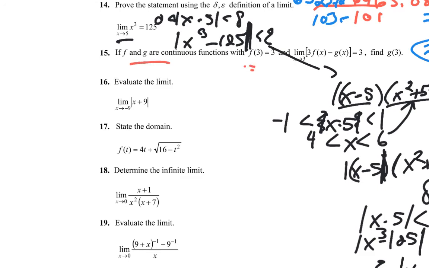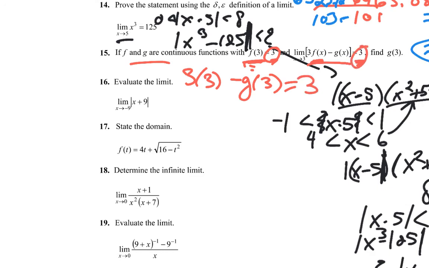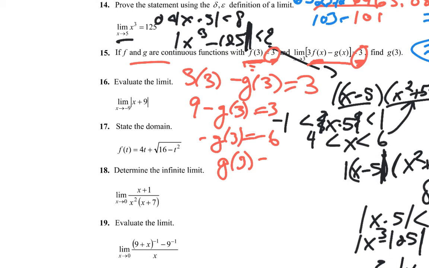So, if f and g are continuous functions with f of 3 equal to 3, and the limit right here of this function is equal to 3, find g of 3. So, f of 3 is 3 as well, from here. So I'm going to plug in 3 times 3 minus g of 3. And it says they're both continuous, so I know that then the limit has to equal it. So that's equal to 3. And then I can just solve. Minus g of 3 equals 3. So negative g of 3 equals negative 6, so g of 3 is equal to 6. Much easier than the previous one.